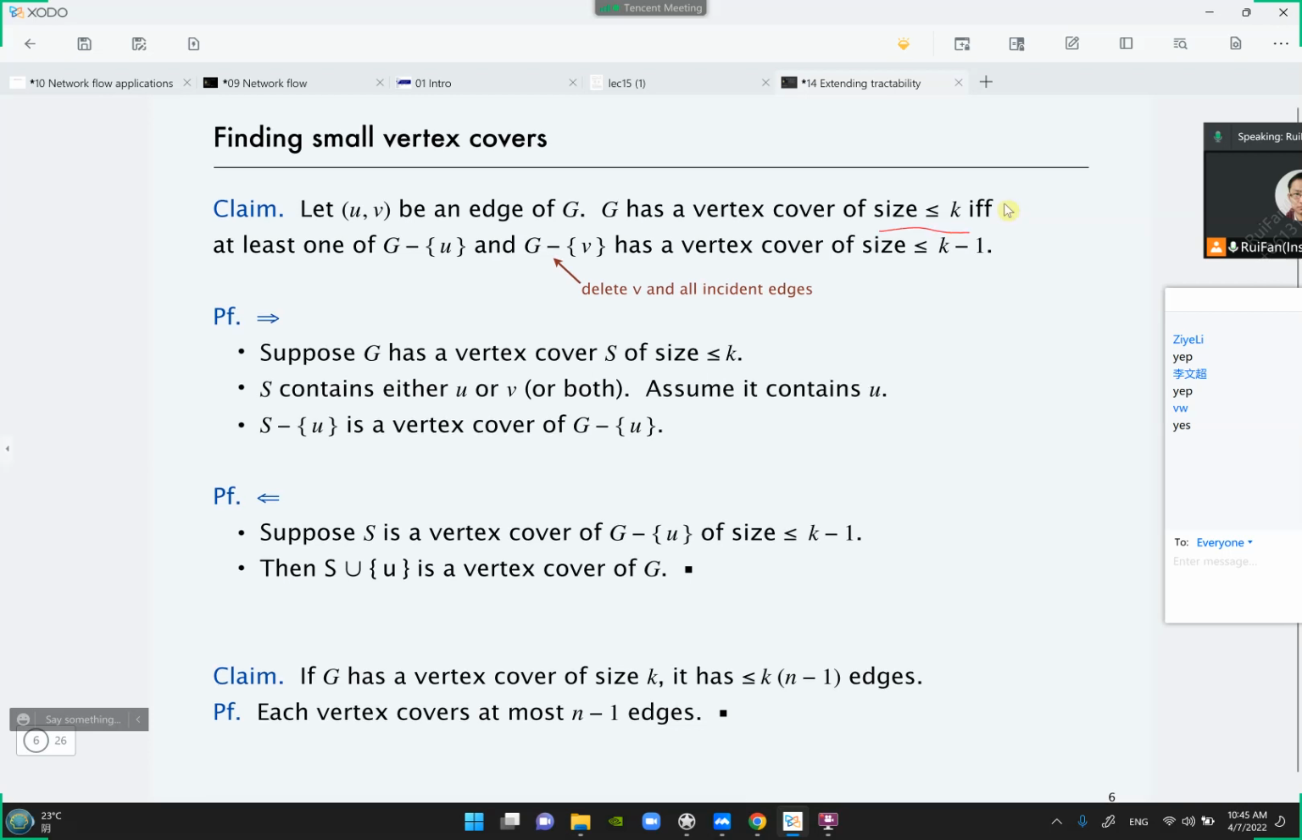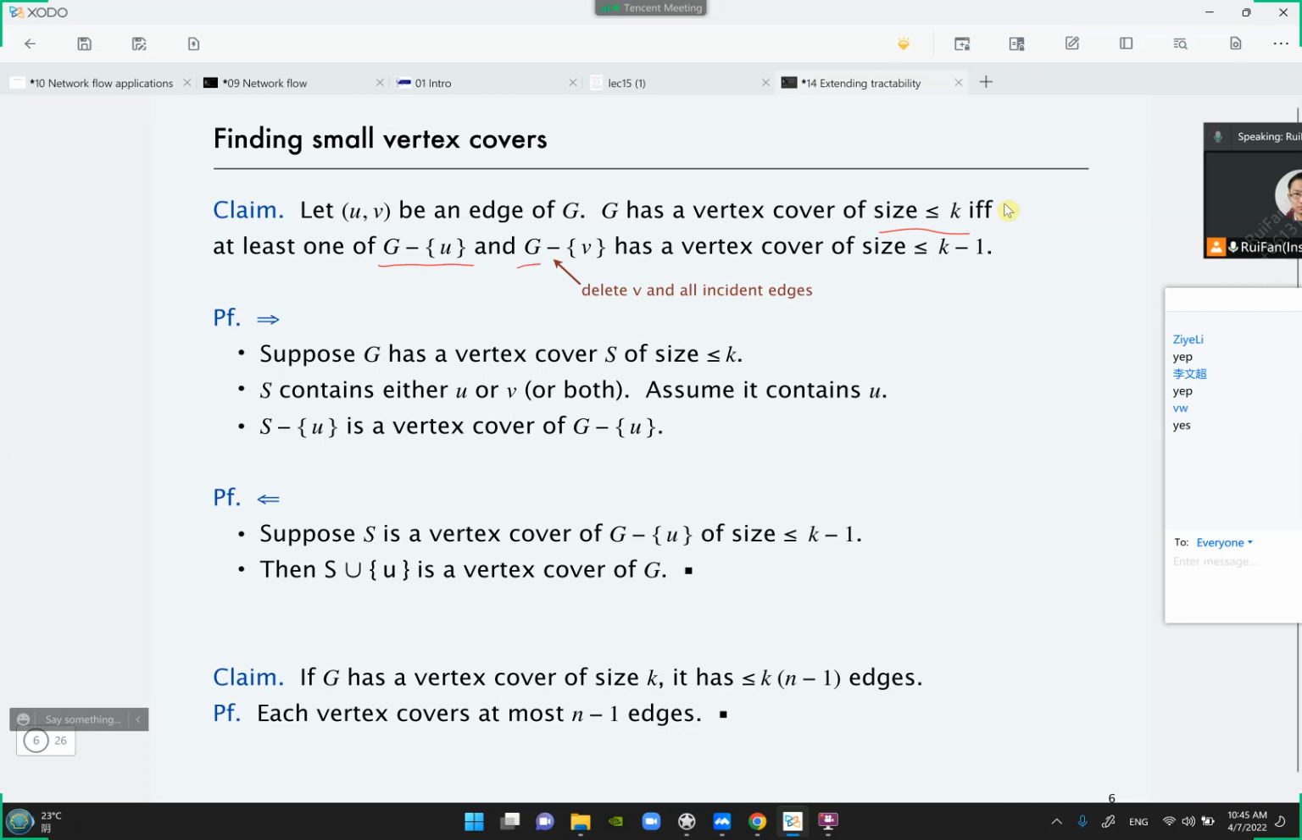then if you consider these other two graphs, G minus U and G minus V, (I'll show you what these are later), at least one of them can be covered using at most k minus 1 vertices. This is the key property we're going to use. We start with a large graph that we assume can be covered using k vertices, and that implies that one of these smaller graphs, G minus U or G minus V, can be covered using at most k minus 1 vertices. So this gives us some sort of induction.